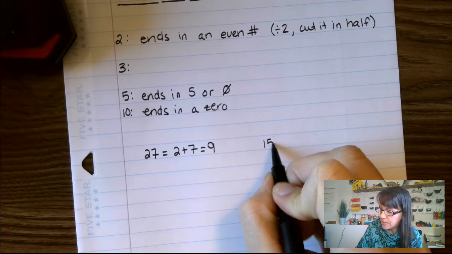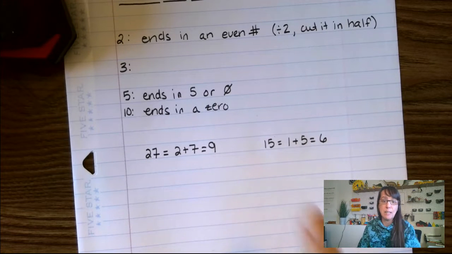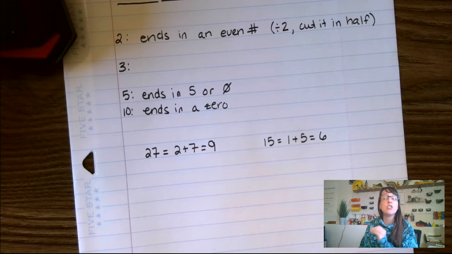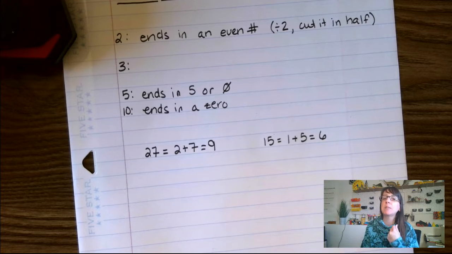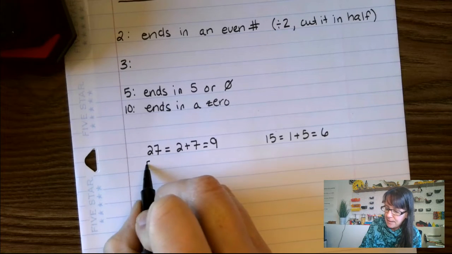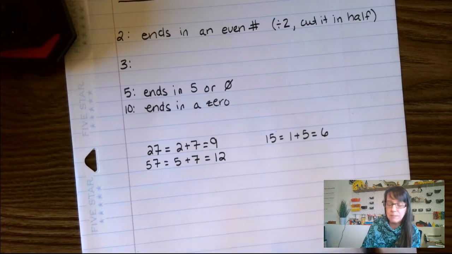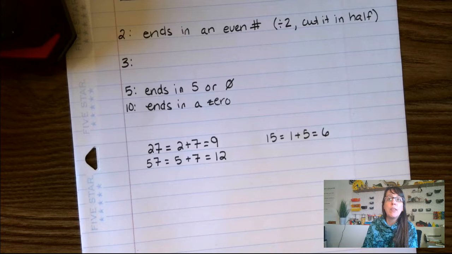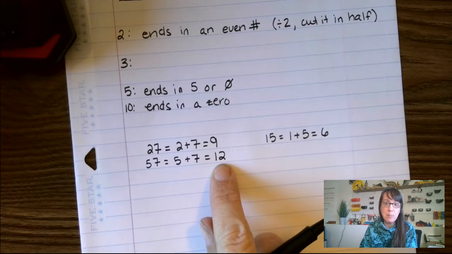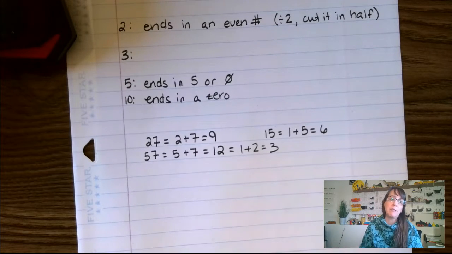Here's a different one. 15. 1 plus 5 is going to give us 6. Does 3 go into 6? Absolutely. So 3 is going to go into 15. Does 9 go into 6? No, it does not. So 9 is not going to go into that, just 3. This is a really neat trick. For example, if we have 57, that's 5 plus 7, which gives me 12. Does 3 go into 12? Yes, it does. So 3 is going to go into 57. If you get a really large number, you can keep breaking it down because 1 plus 2 is 3, and 3 goes into 3.